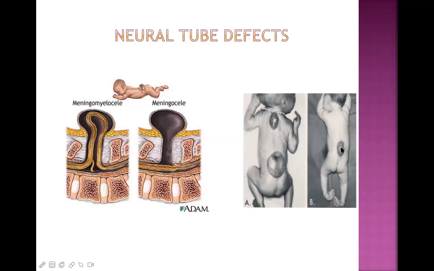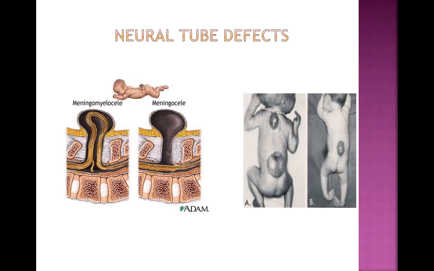See here, this is another one. Look at the deformity of the leg and foot as well. So this is a schematic diagram. See here, this spinal cord is herniated outside, and it is covered by meninges. So this is called meningomyelocele.